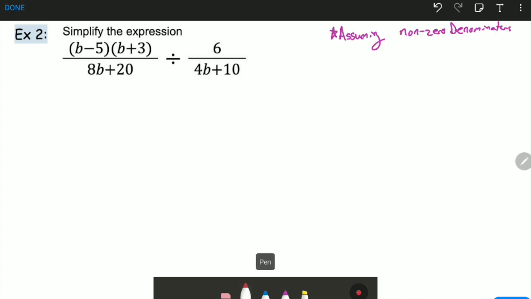Now this problem here that we're simplifying is a division problem. Division and multiplication are almost identical. The only difference is how you start a division problem. To start a division problem, we have to multiply by the reciprocal, which I have been taught the phrase keep, change, flip, which simply means that we're going to keep our first fraction the same, change it to multiplication, and then flip the second fraction.